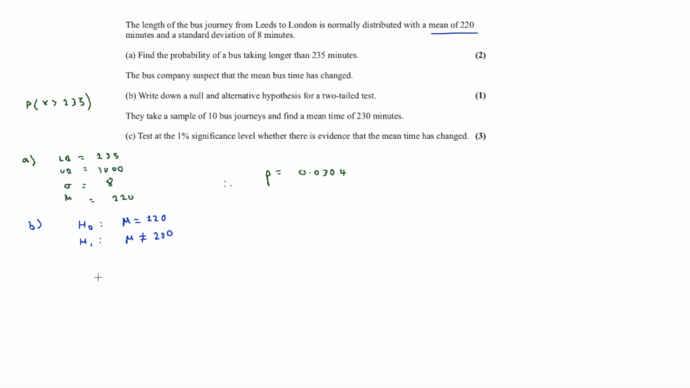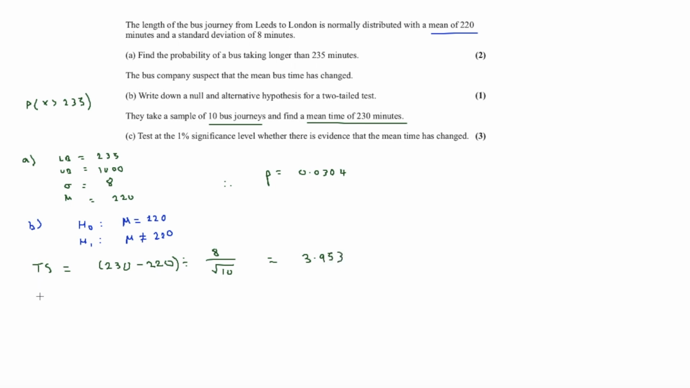Then what we have to do again is work out the test statistic and the critical value and compare them. So in order to work out the test statistic, we're going to say that we've got 230. Now that is our mean minus our hypothesized mean, 220. That is divided, therefore, by the standard deviation, which is 8, over the root of the number of bus journeys, which in this case it says is 10, and then you've got our mean time there of 230. That is therefore equal, our test statistic is equal to 3.953.